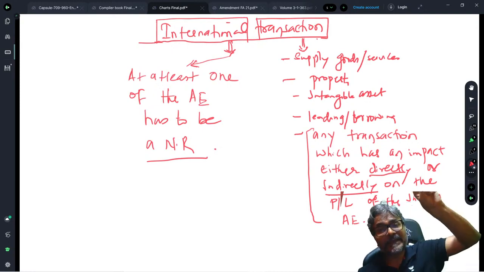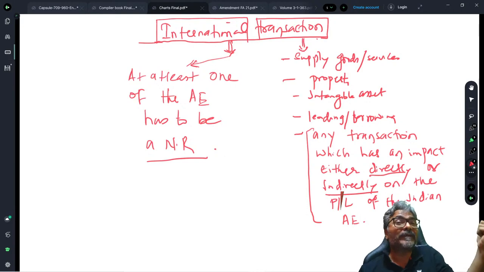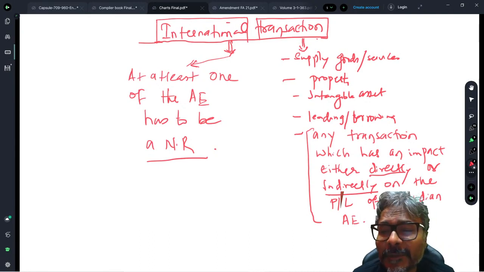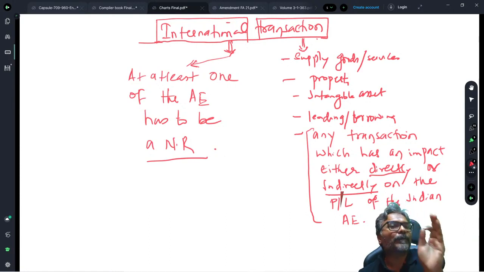So by over invoicing the supply of the asset, the Indian AE is trying to avail a higher amount of depreciation. So don't you think that in this case also the valuation of the transaction shall be determined on the basis of the arm's length price? And the answer is yes. So this is one of the examples which I have given to all of you about directly or indirectly. Just keep this particular point in mind.